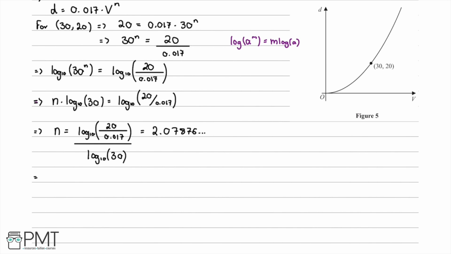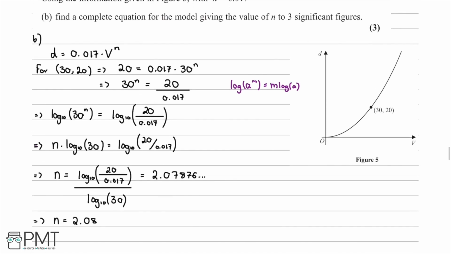So therefore, we can say that n is going to be equal to 2.08. And then we look back at the question where we're asked to find a complete equation. So this then means we rewrite our equation but substitute n in.